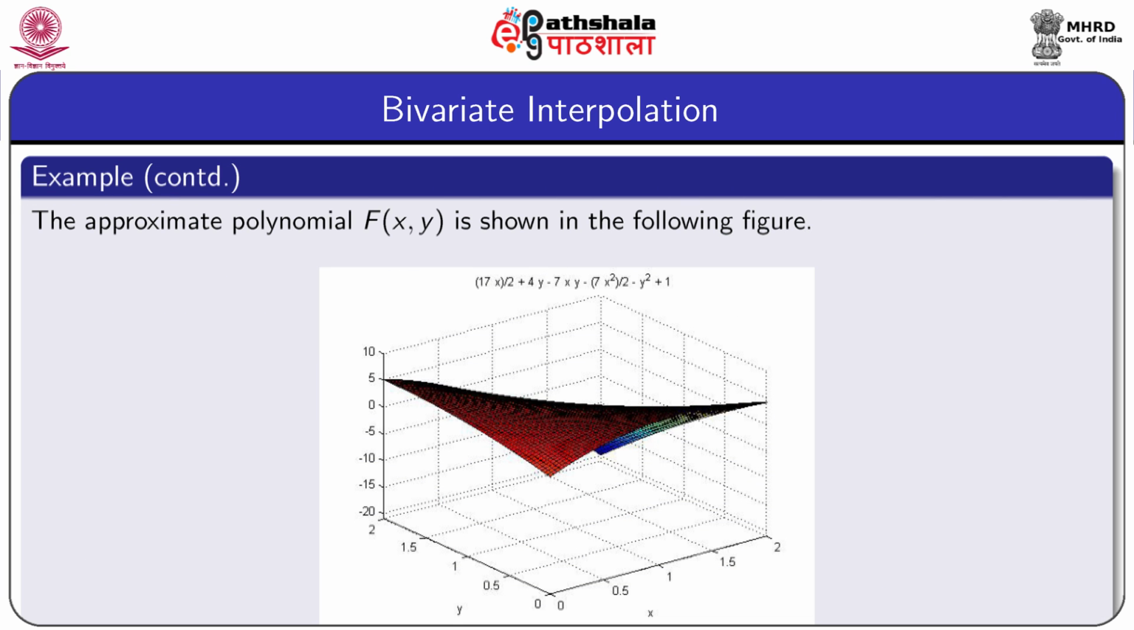And diagrammatically, the polynomial capital F of x y is shown in this slide. So, this is a surface, obviously a surface in 3 dimensions, and this is nothing but the interpolated bivariate polynomial obtained from the data presented in the previous slide.